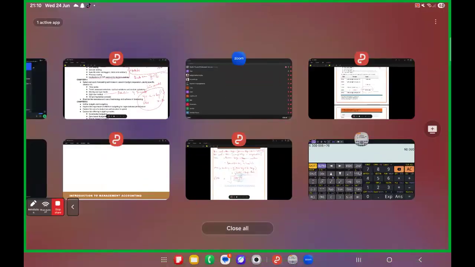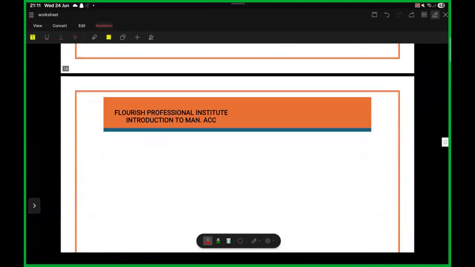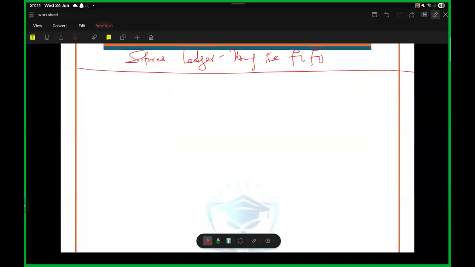During that, we said we have to prepare what we call the stores ledger, using the FIFO method. This is how it goes. I will use this same example to explain all the four methods: the FIFO, LIFO, weighted average and simple average. All right. No problem, I will try and divide.